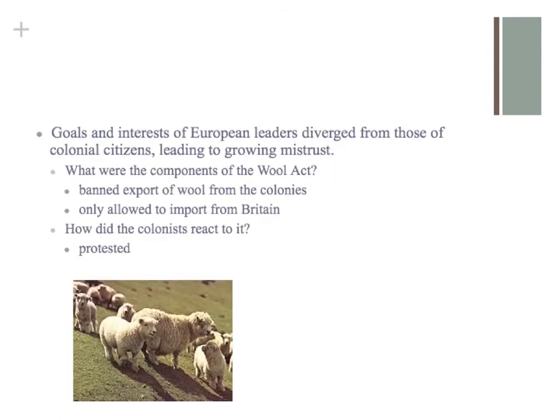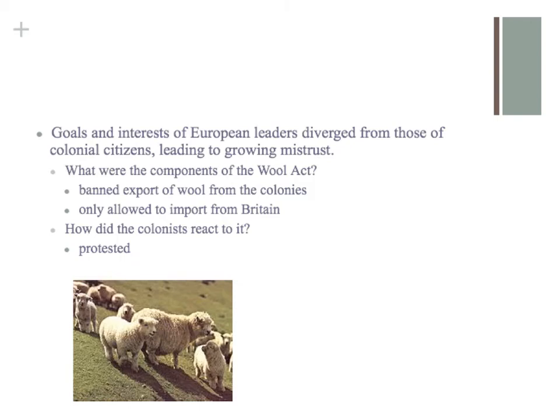Second answer to this question is the goals and interests of European leaders diverged from those of colonial citizens, leading to growing mistrust. And you start to see the beginnings or the seeds being planted for the American Revolution that's going to come in the next period. Now, nothing on the scale of what we're going to talk about in the next period, but you see the beginnings of it. And the first thing we're going to look at that begins to lead to the mistrust is the Wool Act. Now, here's the deal on this, guys.